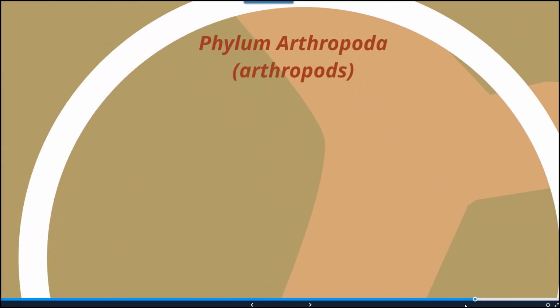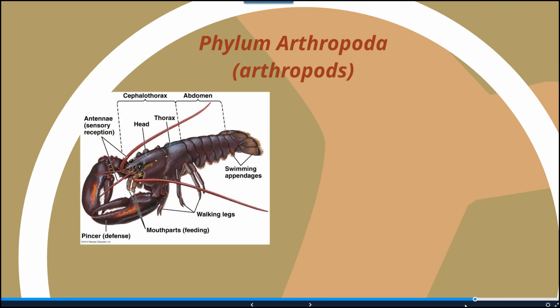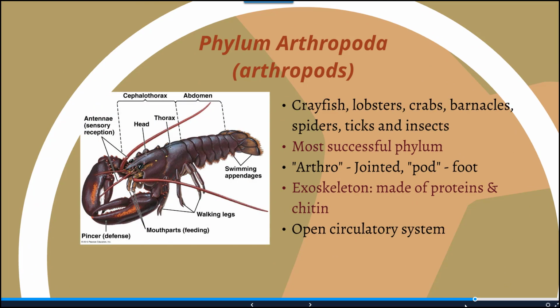Next, we have the Phylum Arthropoda, or the arthropods. This is going to consist of things like, again, another diverse group of crayfish, lobsters, crabs, barnacles, spiders, ticks, and insects. It's going to be considered the most successful phylum, so of that 90 to 97% of organisms that are invertebrates, I think a good chunk of those, maybe 70 to 80%, fall within this phylum.